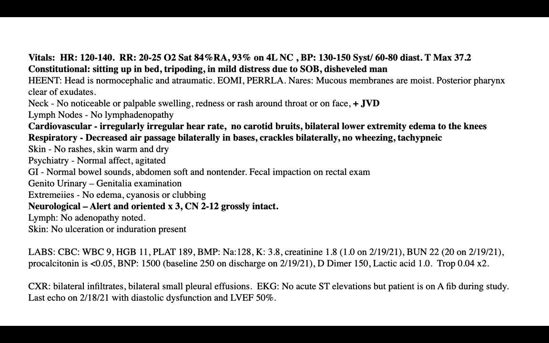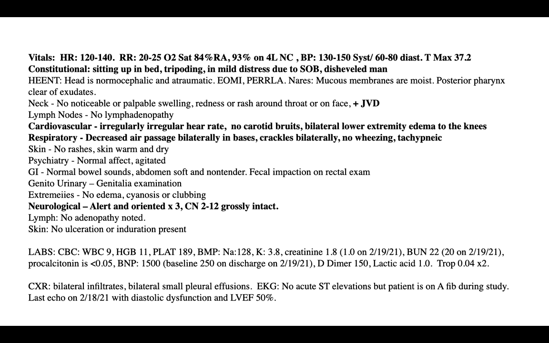Okay, so his physical exam. For vitals, as I said, give ranges. Heart rate, there's a range there. Respiratory rate, there's a range. O2 sat 84% on room air, 93% on 4 liters, and blood pressure ranges. Constitutional, he is in distress due to shortness of breath. Cardiovascular, irregular heart rate and tachycardic. Respiratory, decreased air passage, tachypneic, crackles bilaterally. Neurological, alert and oriented, and the rest of the physical exam within normal limits.